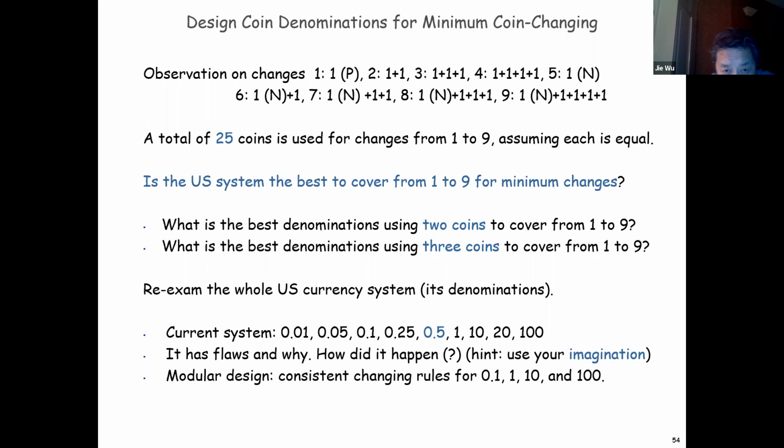Right? Okay. So that's why at the end I mentioned this so-called modular design. It's not discussed in the book. Modular means a consistent changing rule for zeros in the range, right? Within 10 cents, $1, $10, $100, and so on.